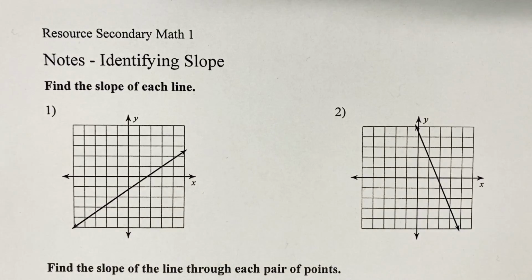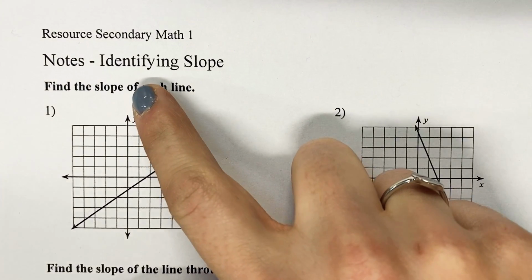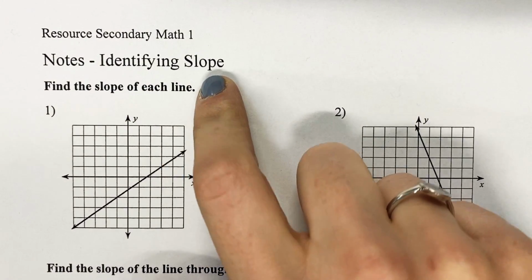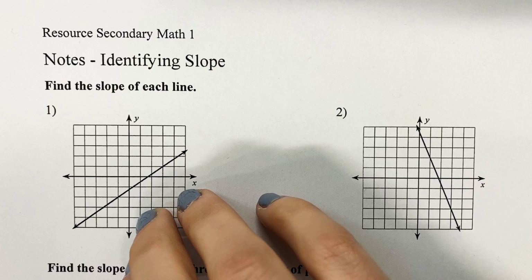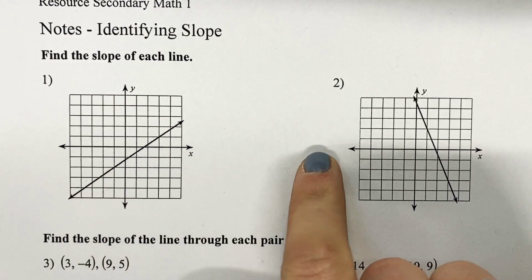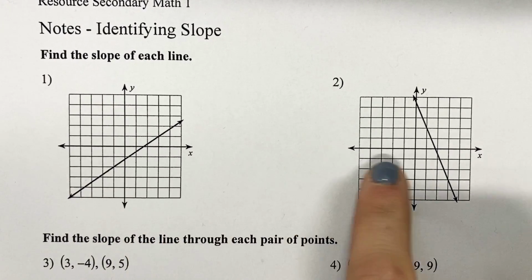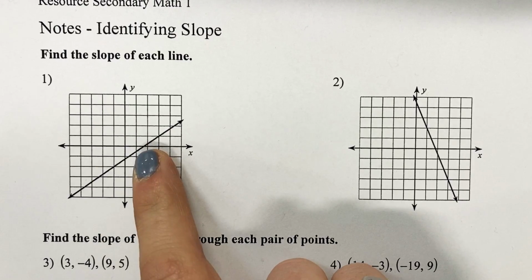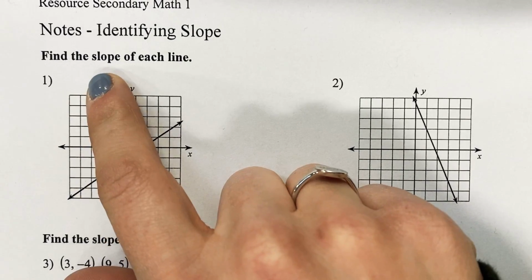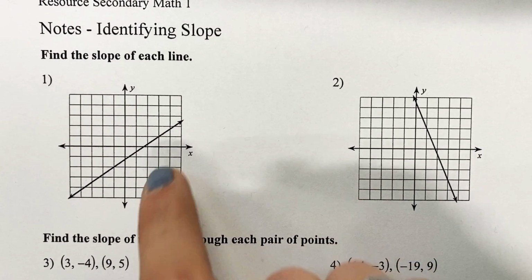All right, Secondary Math 1 class, we are talking about slope some more. Okay, so we are going to be working on identifying slope when given a few scenarios, okay? So on 1 and 2, it's giving us graphs to look at, okay? So it's asking us to find the slope of each line given these graphs.